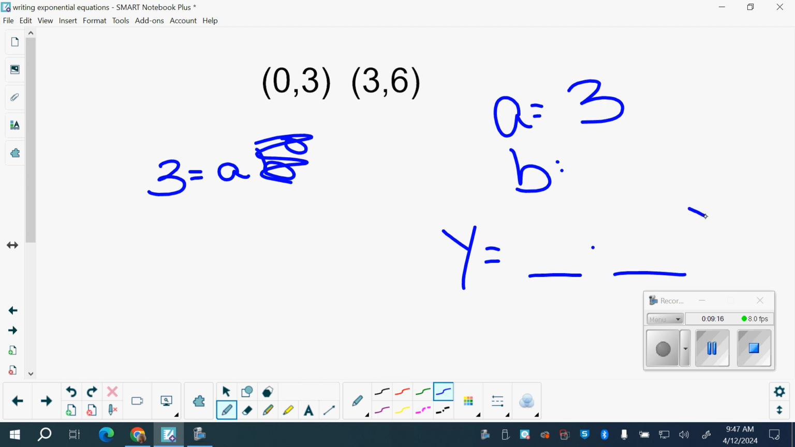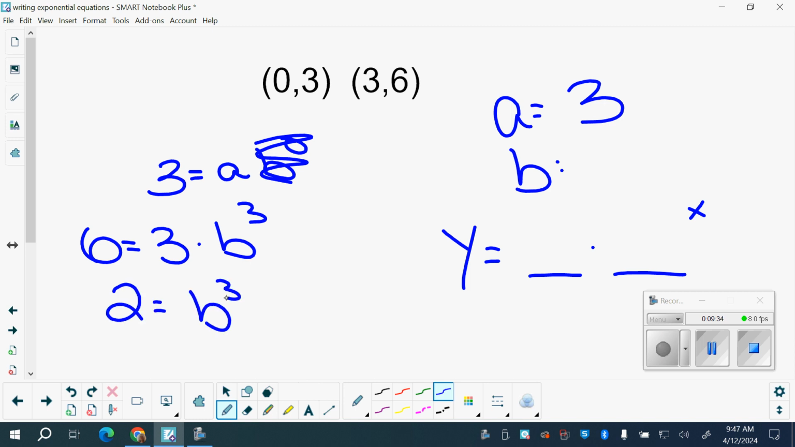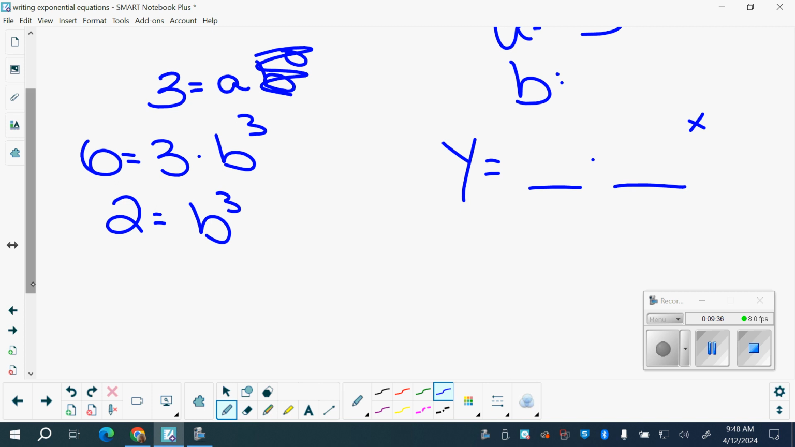Blank to the X. Now I've got to go to the other point. 6 equals 3 times B to the 3rd. I get rid of the 3, so I get 2 equals B to the 3rd. Now I need to stop here, and I need everyone to grab a calculator.